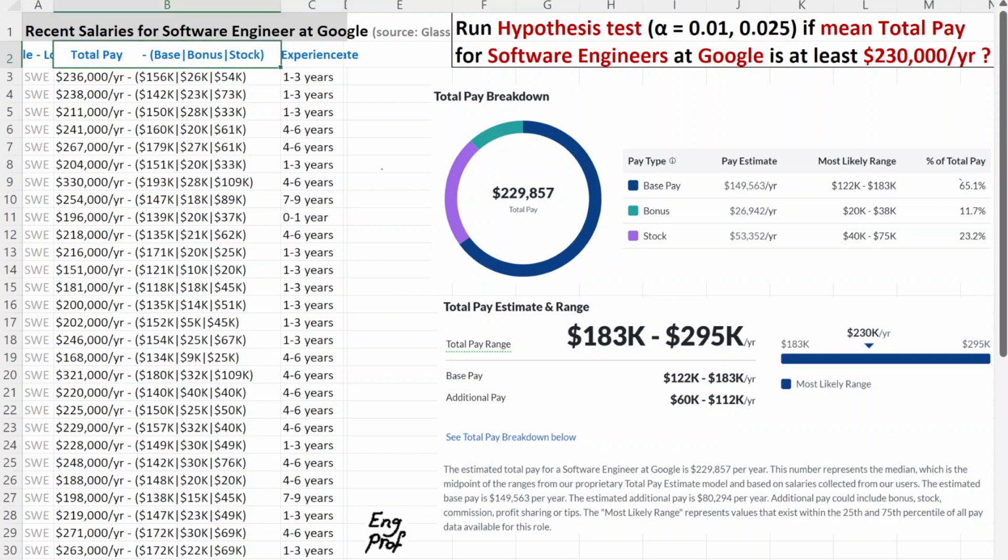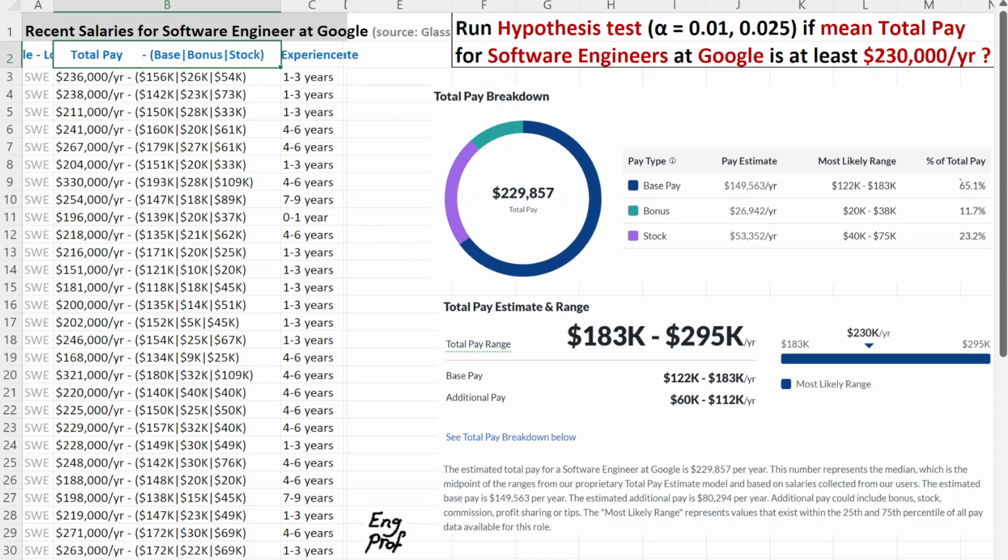This example shows how we can use Excel to quickly run a hypothesis test for population mean using alpha or significance values provided. In this case, we are using as an example the data set of recent total pay or salaries for software engineers at Google.